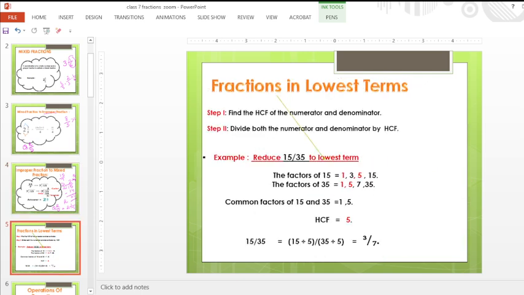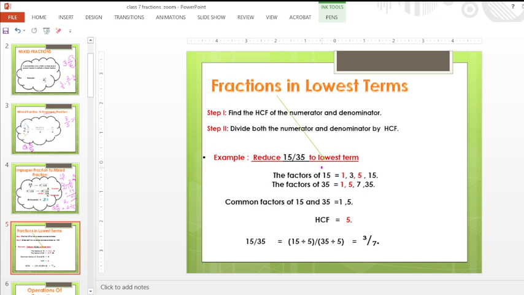Next slide is fractions in lowest terms. This is a very important topic, students. Still in higher classes you will be using it. Okay, how to convert into lowest terms. This you can do by cutting also. Multiple times also you can cut, like many times students do it, I will tell you.